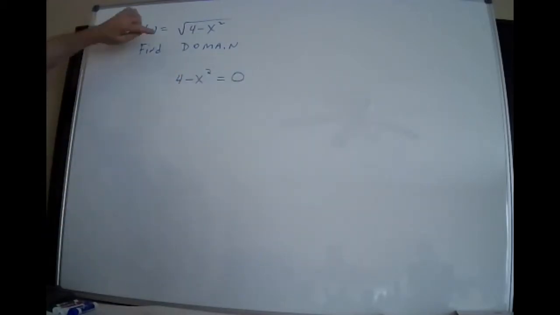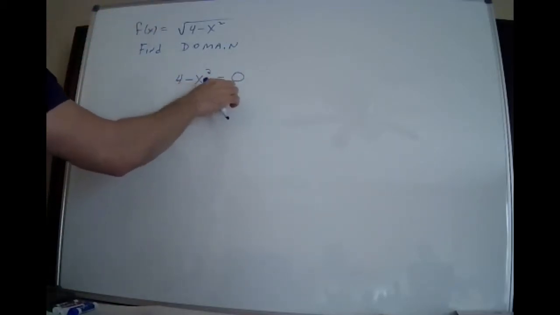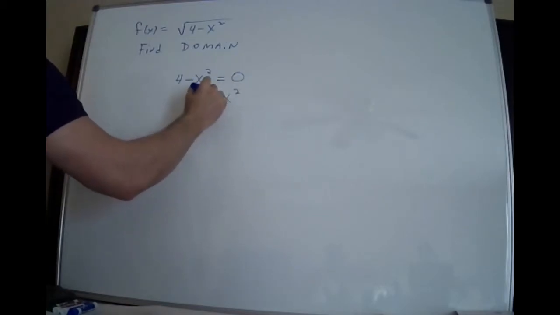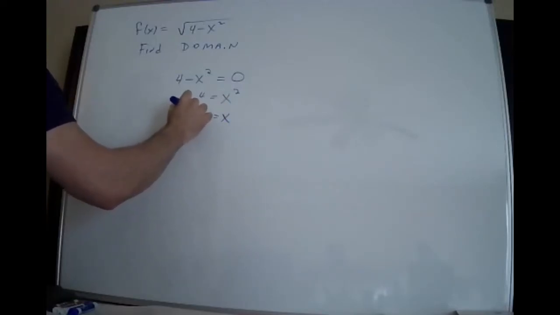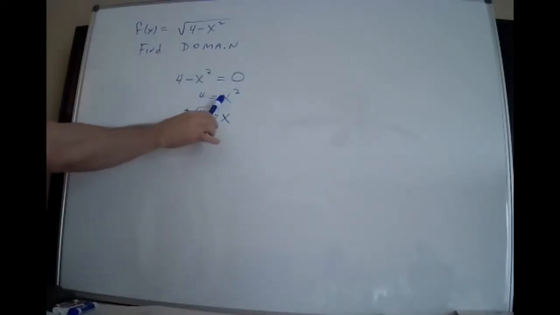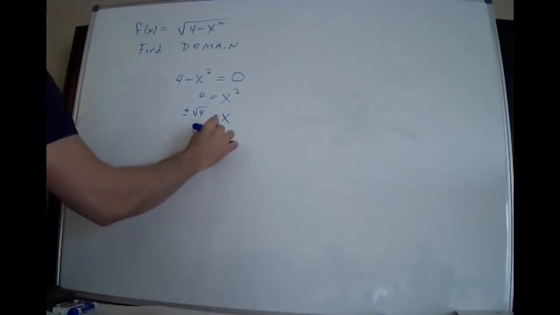Why? Well, I need to know what numbers make this 0. So I'm going to set it equal to 0. Now, I'll move the x squared over to this side. And then I'll take the square root. I mean, you can factor it. It doesn't matter. Don't forget the plus and minus. This is very important. When you take the square root, you got to get both roots. So you're going to get plus and minus 2.